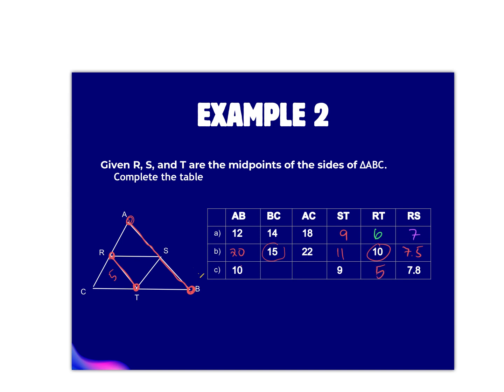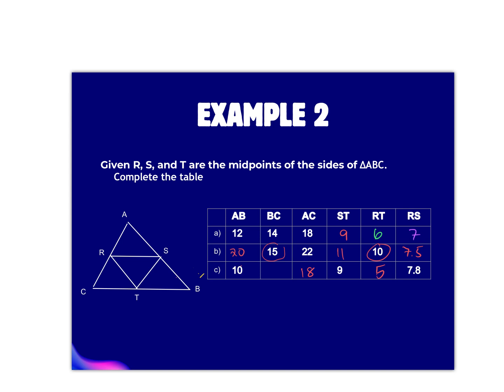If they then gave me ST, so here's ST, that's a mid-segment, and they told me that ST is 9, well then I know that AC, which is parallel to it, has to be twice as much, or 18. So AC is 18. And last but not least, they told me that RS is equal to 7.8.